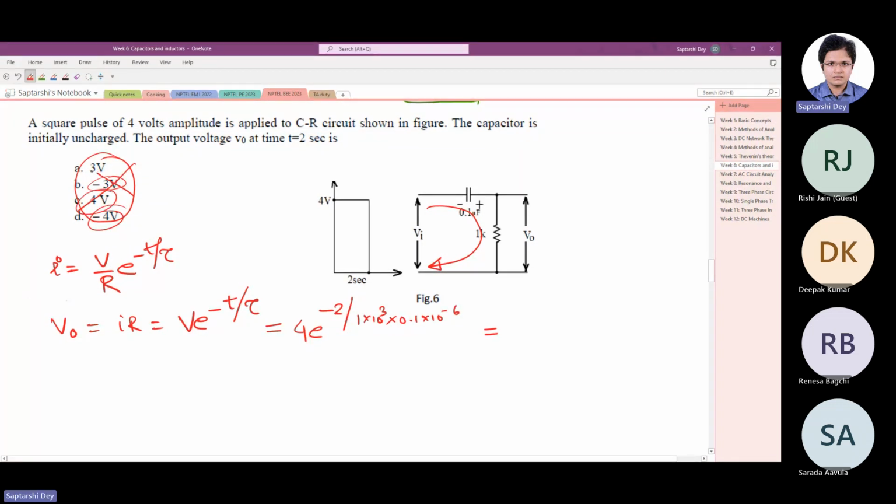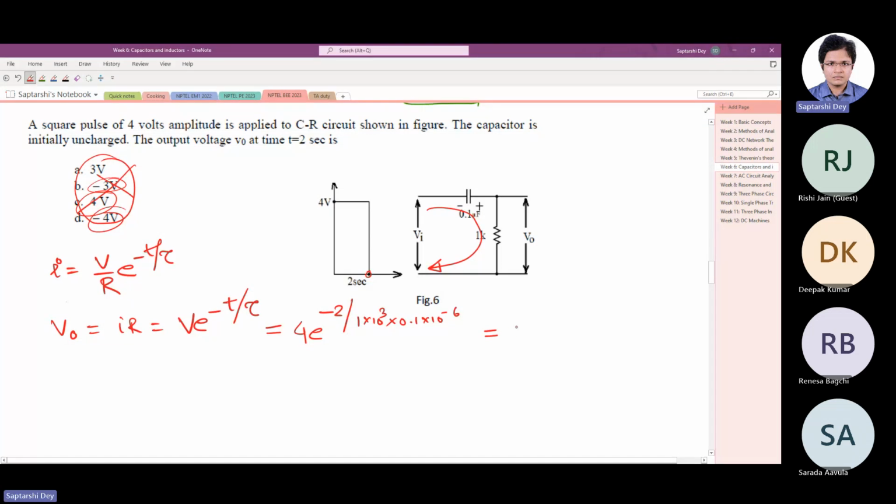And given the time, the time constant is quite small. What is the time constant? It's 0.1 micro times R is 1K. Time constant is 0.1 millisecond. So there are 10,000, 20,000 cycles covered by this. So it can never be 4 volt also, 3 volt also, it has to be 0. Answer is wrong, it cannot be.